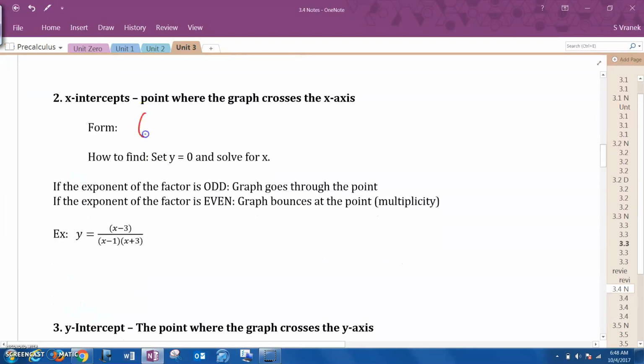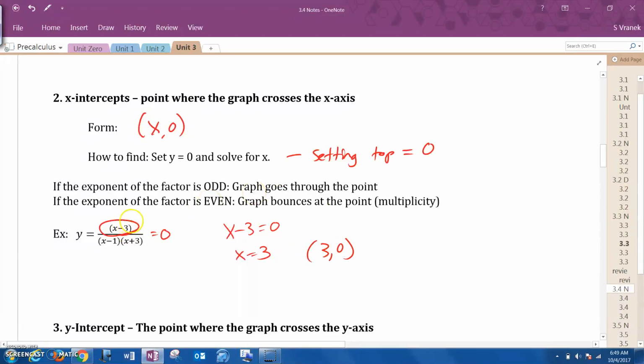X-intercepts, where it crosses the graph, we've talked about that. That's in the form of (x, 0). And how do you do that? You set y equal to 0. Now, generally, in rationals, you're setting the top of the fraction equal to 0, generally, unless there's another constant. So here, the only way the y is going to be 0 is if the top is 0, because if the bottom's 0, it's undefined. So we set the top equal to 0, and we get x equals 3. So our x-intercept is (3, 0), and since it's a factor of 1, or it's odd, that means it crosses.